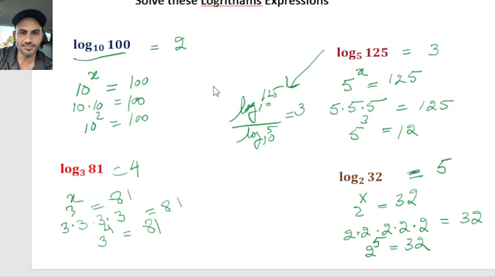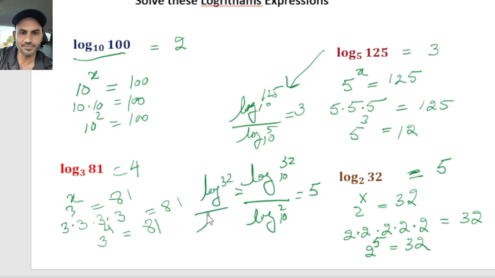And of course the other way to do it is switching the base to 10. So log of 32 with base 10 over log of 2 with base 10, and you can use your calculator to solve this. This should be 5. Okay, and remember, when we have base 10, we don't need to write base 10 anymore, because this is the same as log of 32 over log of 2. All right.